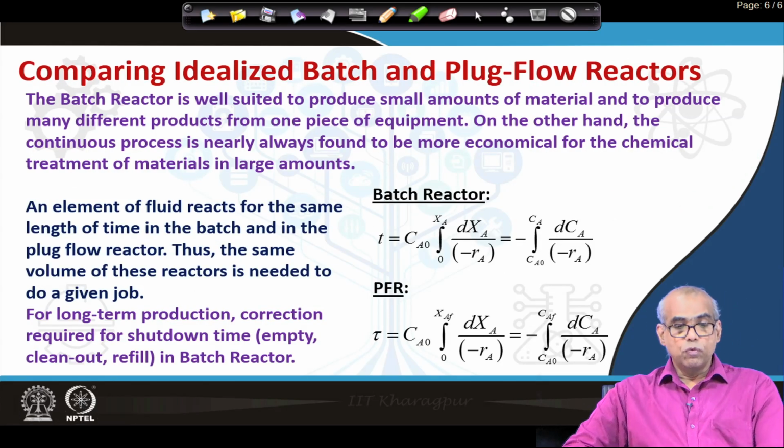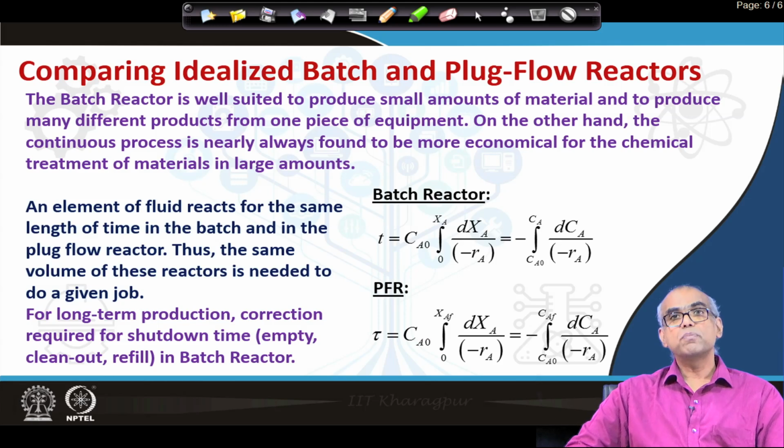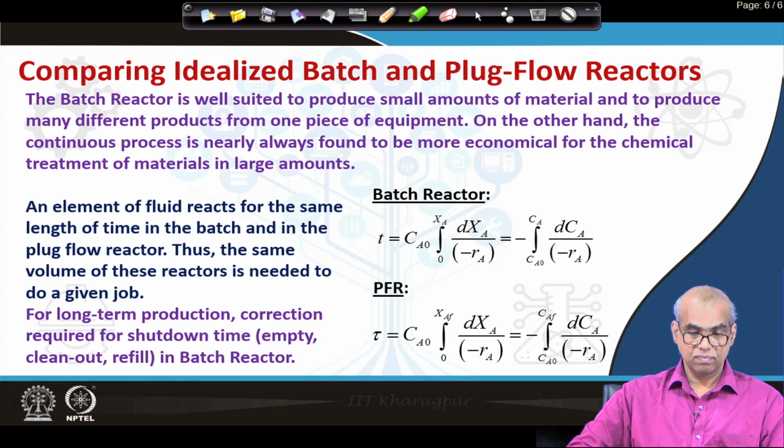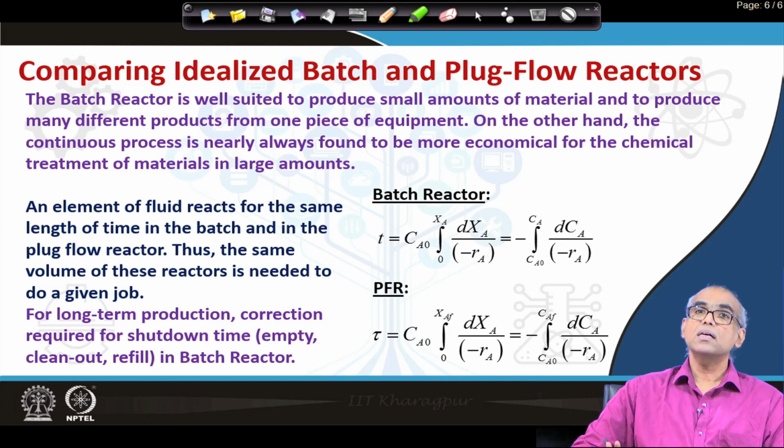Now, if we compare idealized batch reactor and idealized plug flow reactors, both the reactors will require the same volume for achieving the specified degree of conversion. This is because an element of fluid reacts for the same length of time in batch and plug flow reactor.